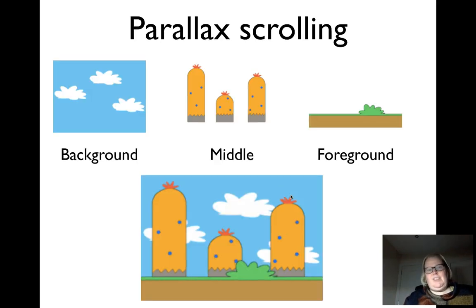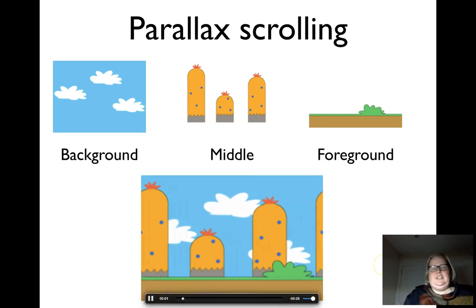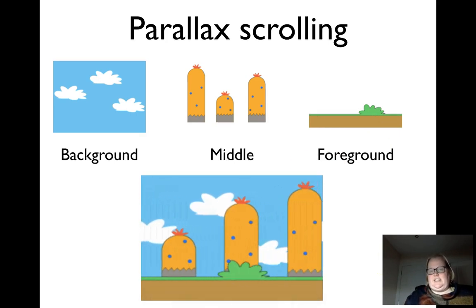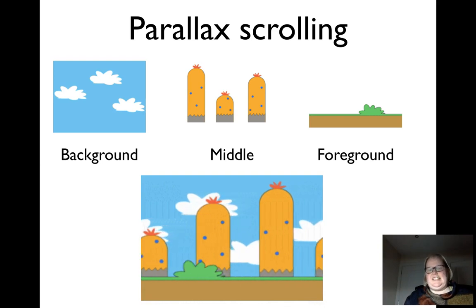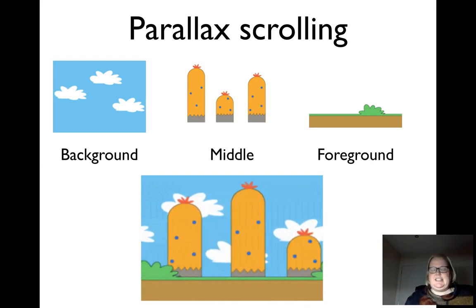So here's a parallax scrolling example. I've got my background, my middle, and my foreground. My background's going to move the slowest, then my middle, and then my foreground in the front. And if I play this video here, you can see the effect of that. Hopefully you can see these things are moving at a slightly different speed.